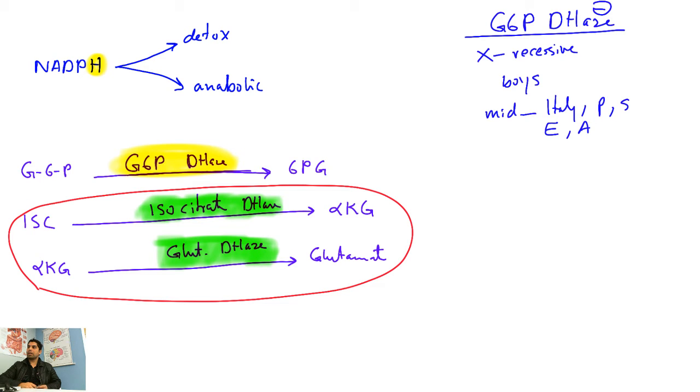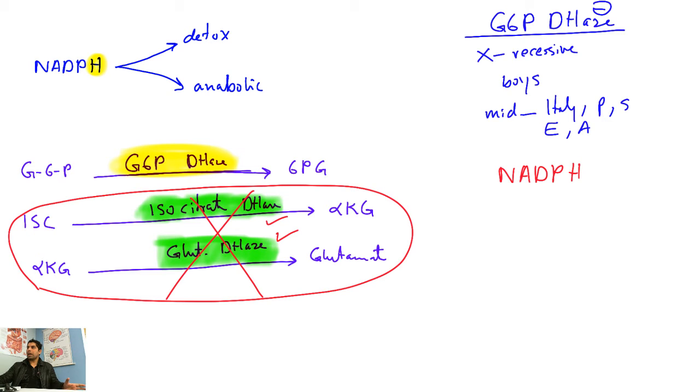Any cell that has mitochondria is not affected by it, because those cells will get NADPH from other sources. They will get it from isocitrate dehydrogenase and glutamate dehydrogenase. Not a problem. But RBCs don't have mitochondria. They don't have these enzymes. They only have glucose 6-phosphate dehydrogenase. If that enzyme is deficient, there's nothing for them. So in RBCs, there is lack of NADPH.